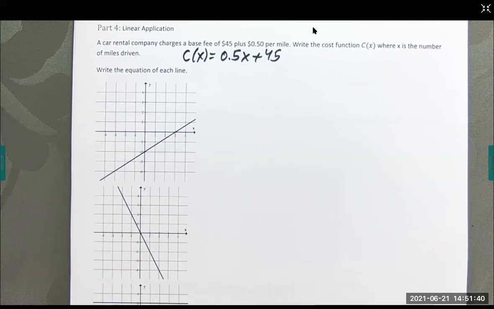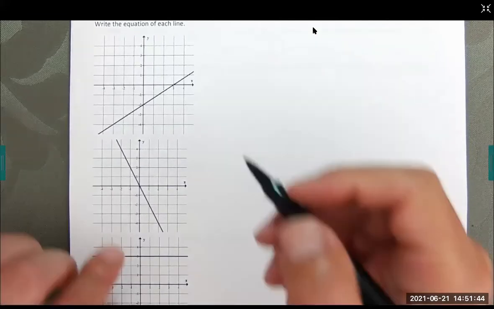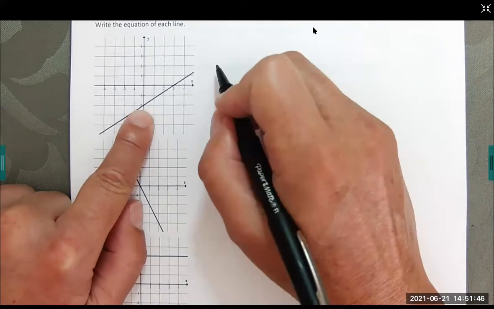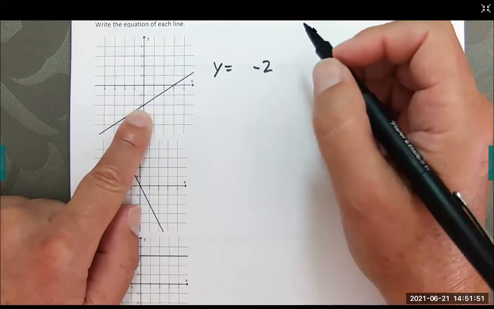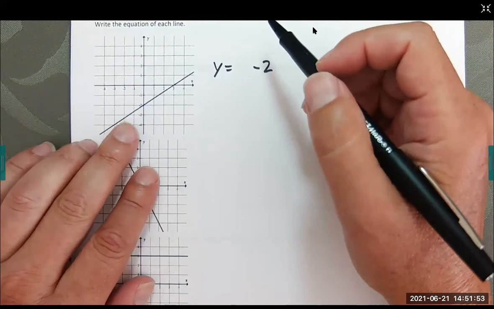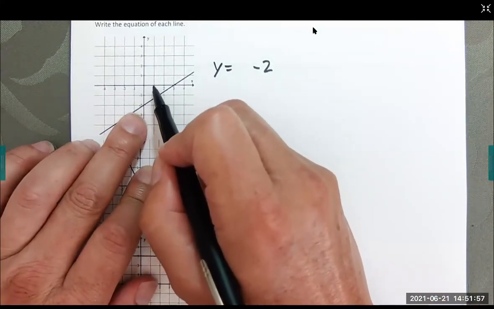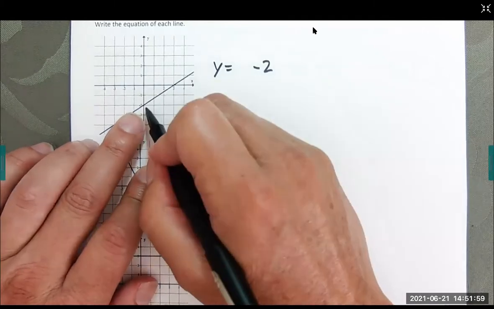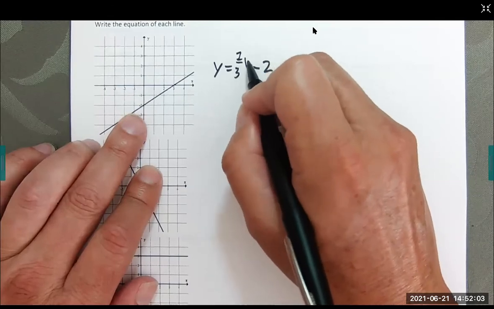All right, so let's build the equations of these lines. This has a y-intercept, so this is going to be -2. Let's see what the slope is. So I can go 1, 2 over up, and then 1, 2, 3. So 2/3 x minus 2.